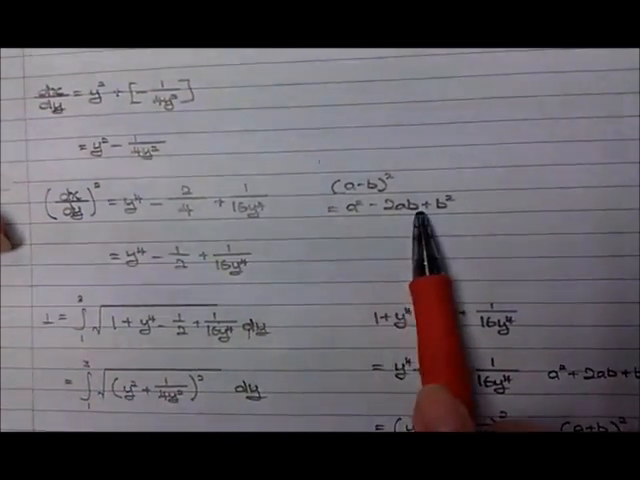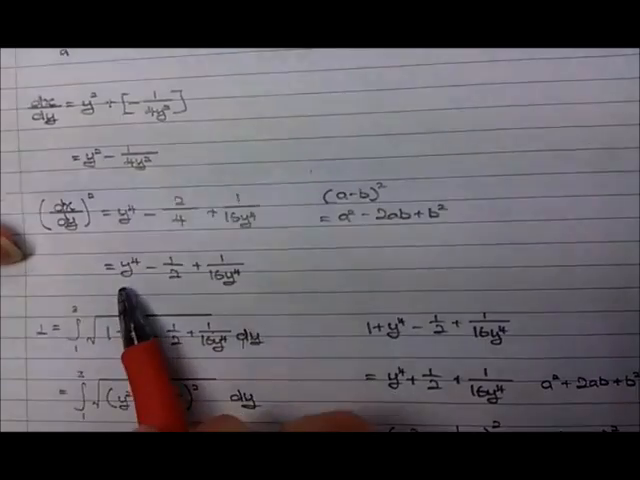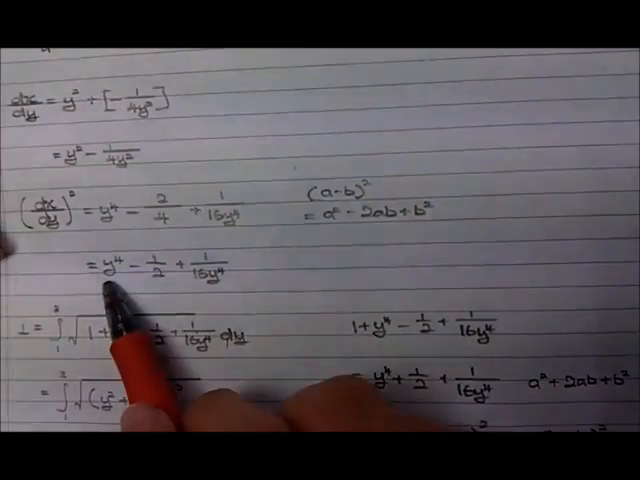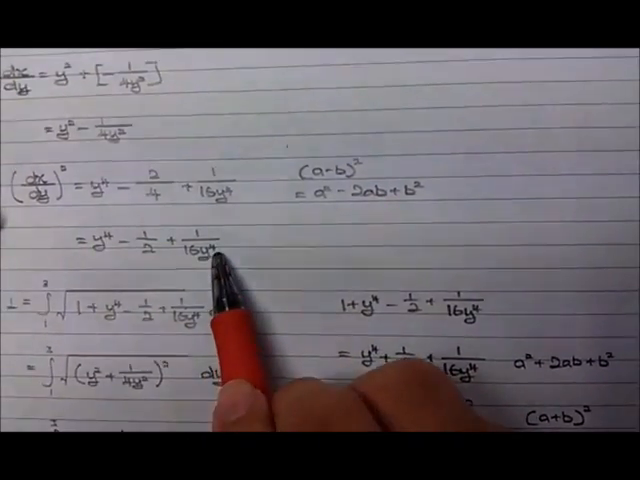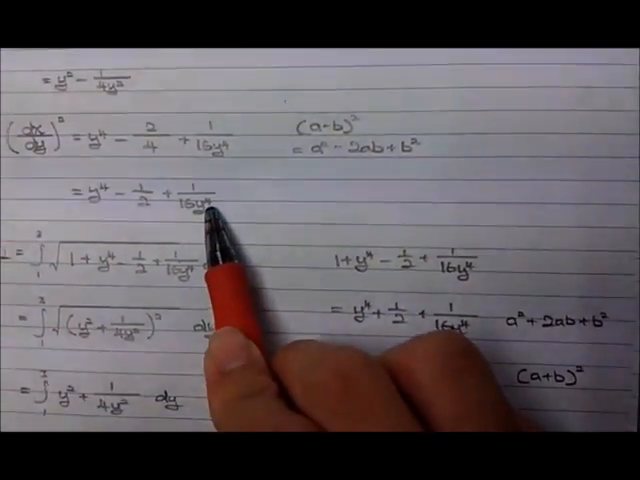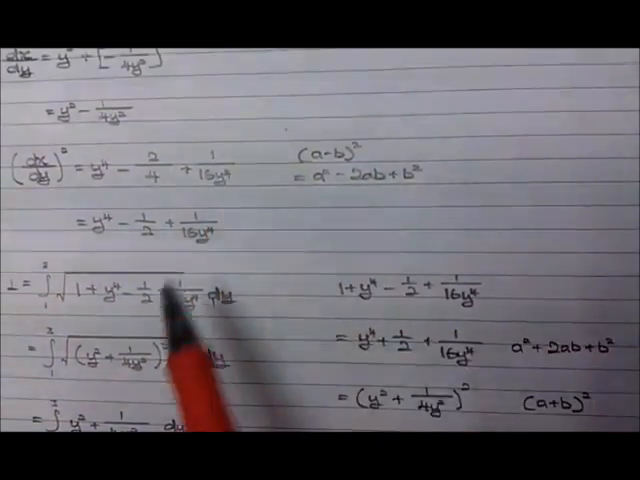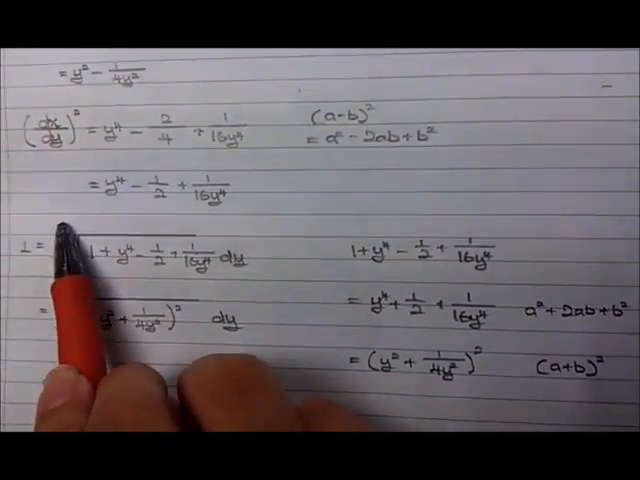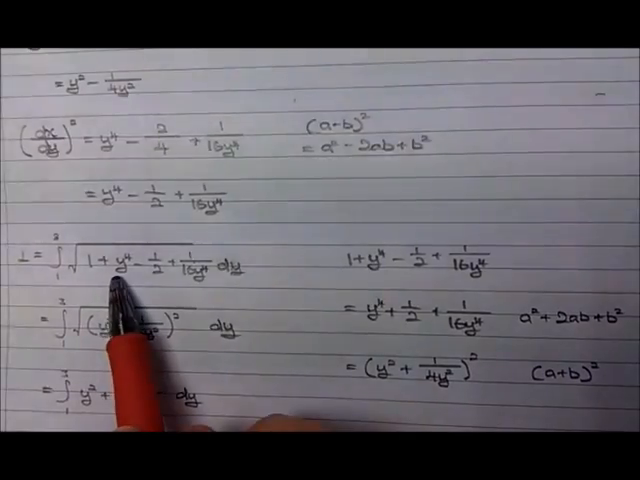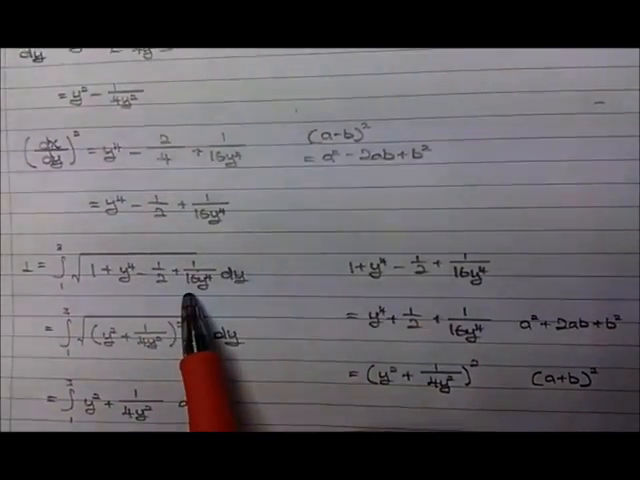This is the general, easy stuff. You get y to the power 4 minus half plus 1 over 16y to the power 4. So we substitute it into the general formula, you get this: limit 1 to 3, the square root of 1 plus (dx by dy) squared.